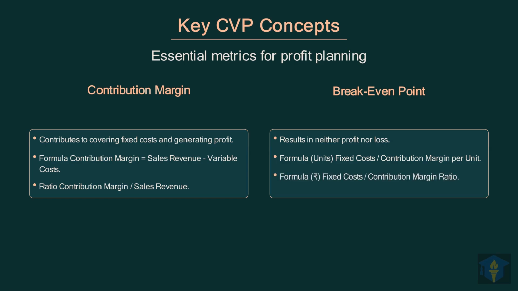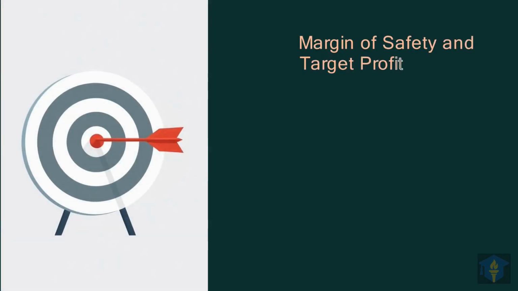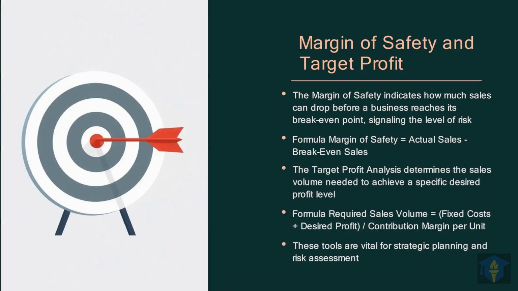For the break-even point in rupees, divide fixed costs by the contribution margin ratio. Today, we'll explore two crucial concepts: the margin of safety and target profit, essential for financial planning. Margin of safety shows how much sales can drop before break-even, while target profit calculates sales needed for desired profit.